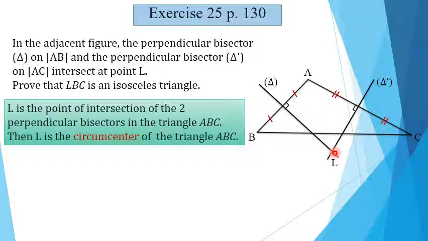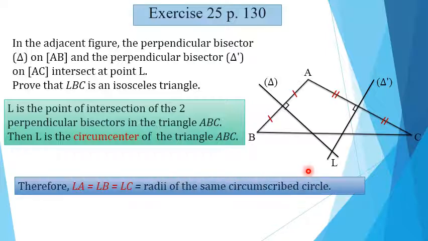L is a point of intersection of the perpendicular bisectors, right? So I know that L is the circumcenter, the point of intersection of the perpendicular bisectors, so it's the center of the circle circumscribed about triangle ABC. So I can say that LA equal to LB equal to LC, right? And since LB equal to LC, why? Because radii of the same circle are equal.